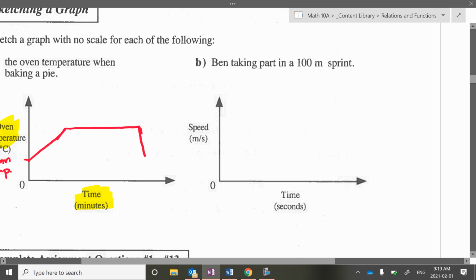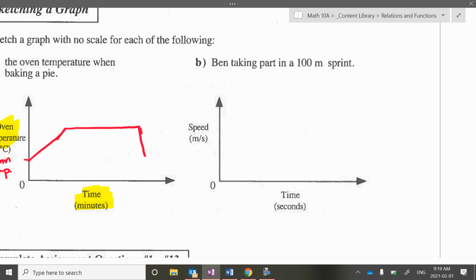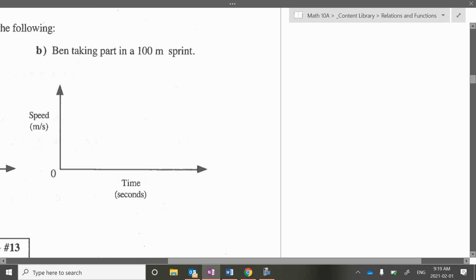Okay, Ben's taking part in a 100-meter sprint. How long does it take to run 100 meters? Did someone just say 10 minutes? No? Okay, I was like, 20 seconds? Like, not very long. So the time here is in seconds. Note that they did that for us, which is good.